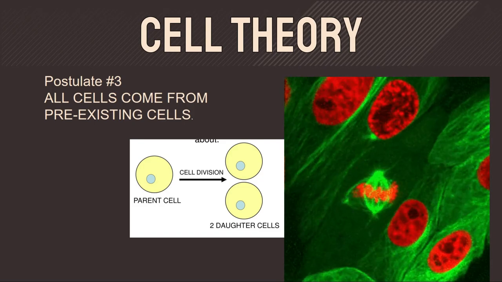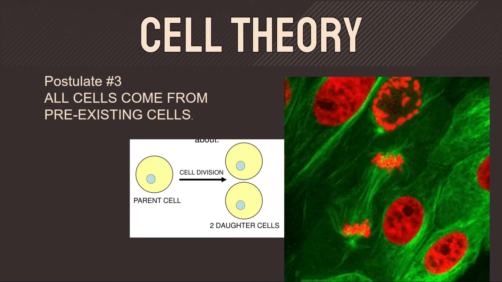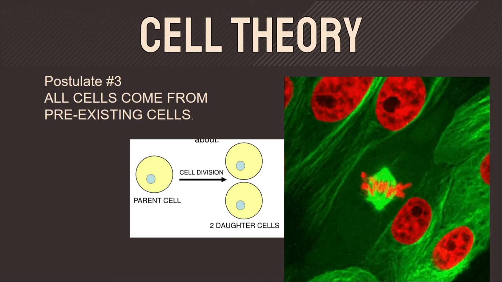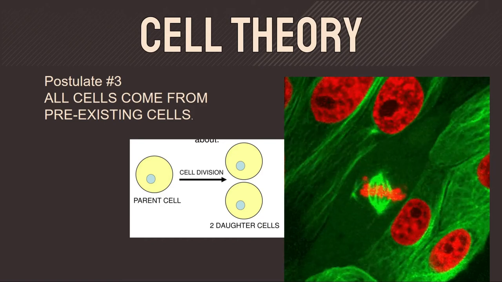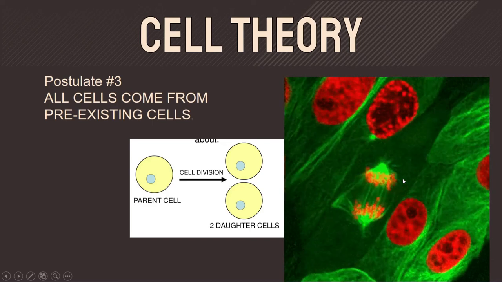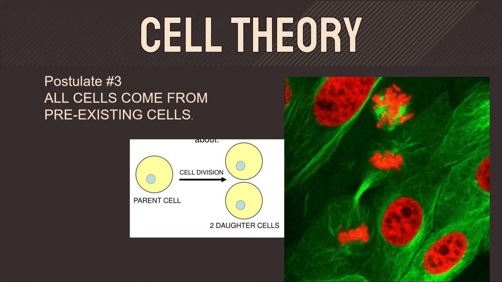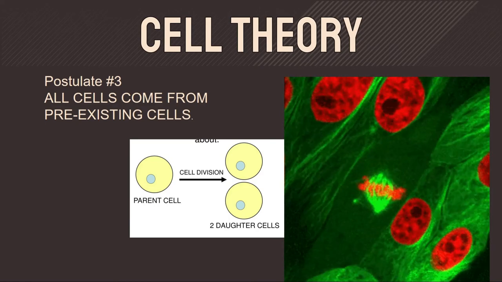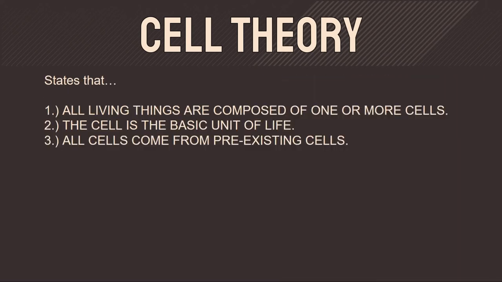So cells, they don't appear from out of nowhere. Cells come from previous cells. So an individual cell replicates or divides itself into two, as what you can witness here on the animated picture. So from one cell, it divides into two to produce two new cells, or you can also call that two new daughter cells.